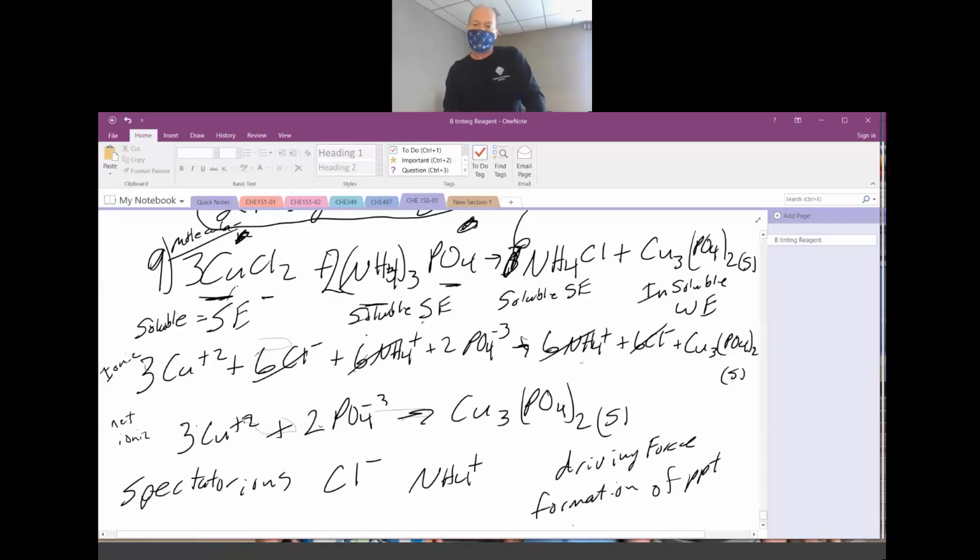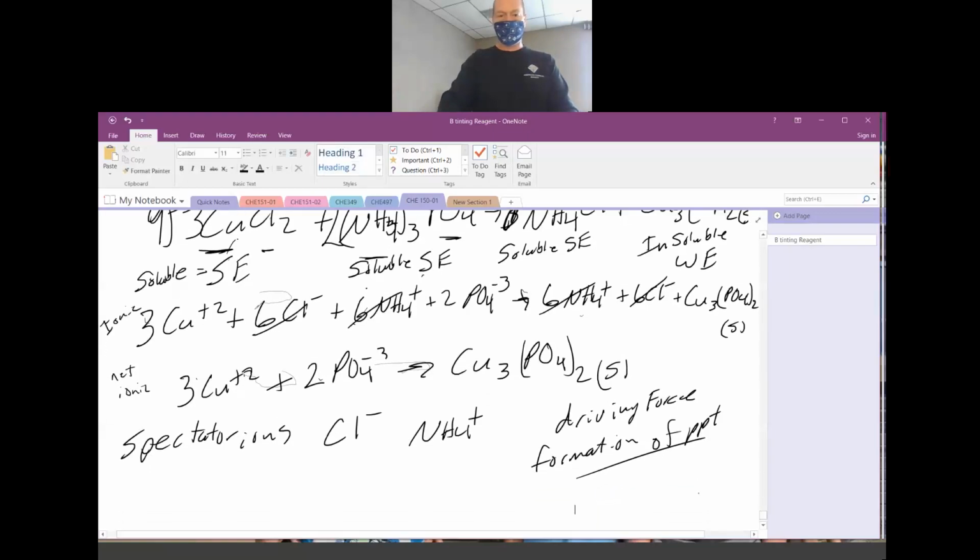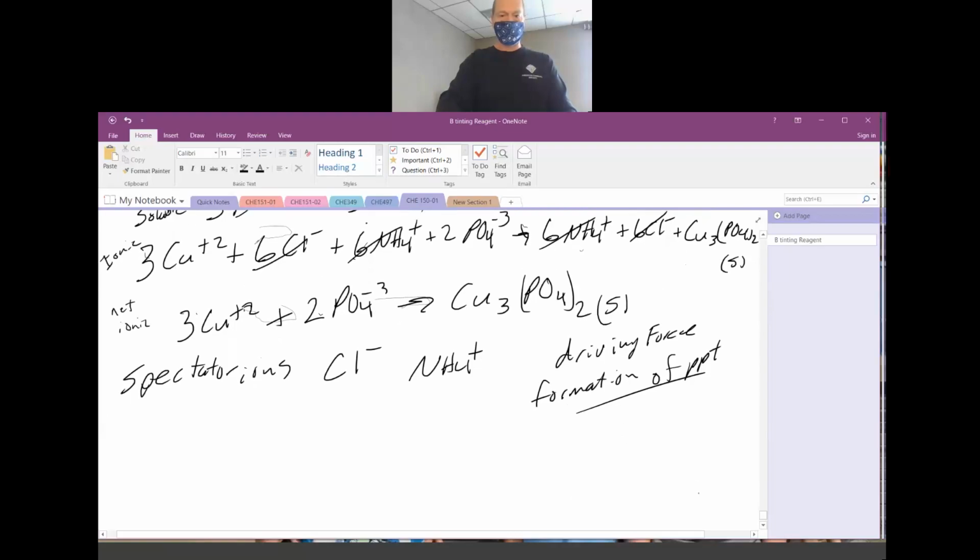Anytime you're forming a solid, that's called a formation of a precipitate. All right, so that would be an example of the driving force, formation of a precipitate. Almost every one of these tests has at least one precipitate driving force, formation of precipitate.